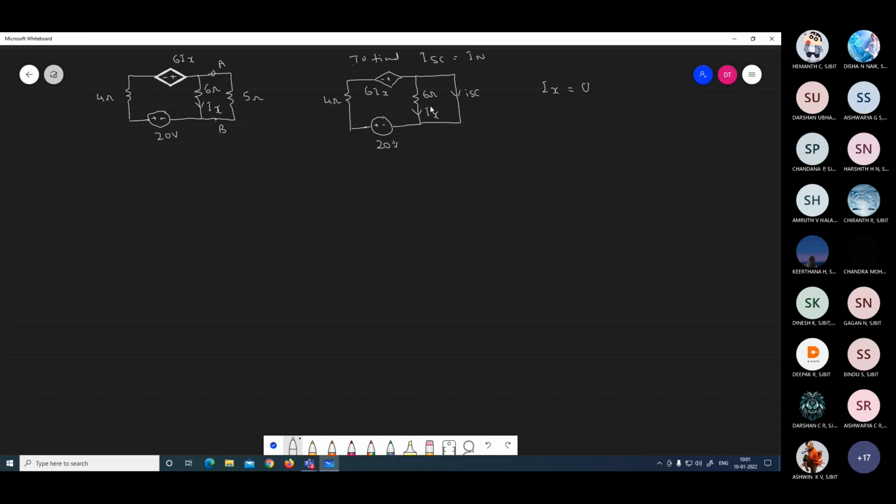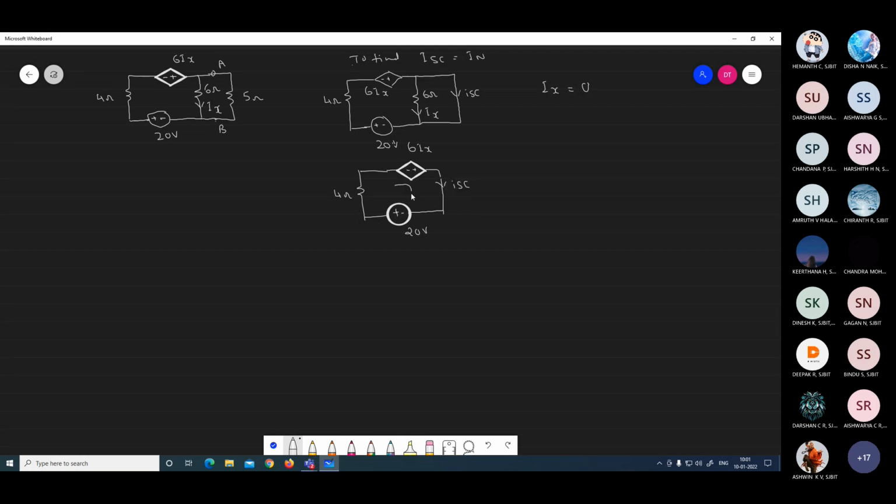Then we can remove it. If it is shorted, this also is short only. Then we get a circuit like this. This is your minus plus, and here this is shorted, and here also a resistance, and this is your voltage source. This is 20 volt, this is your 4 ohm, and this is your 6Ix. This is your short circuit current ISC.